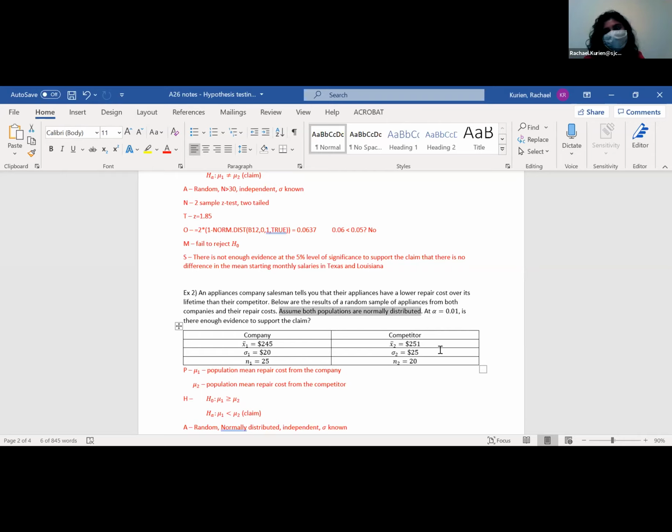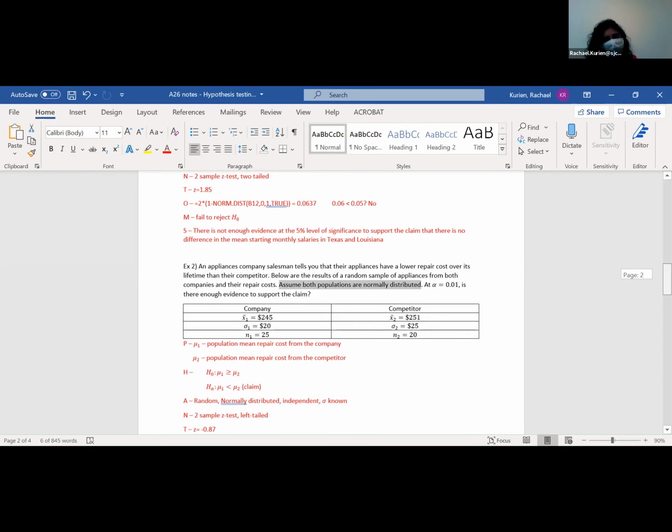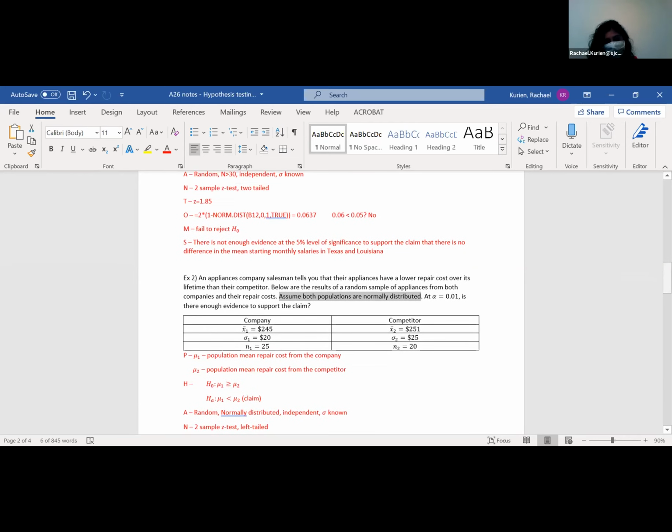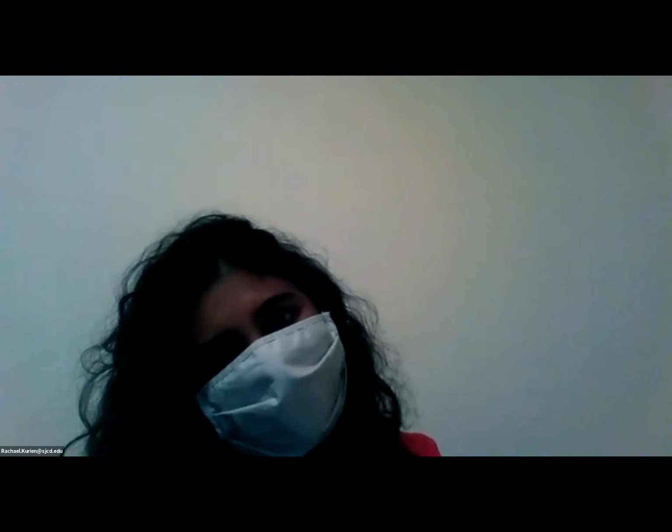company versus competitor. They're not going to have anything in common because they're competing against each other. So we can say that they're independent. So that brings us to a two-sample z-test again. And it is left-tailed because of the less than sign. All right, take it away with Excel.